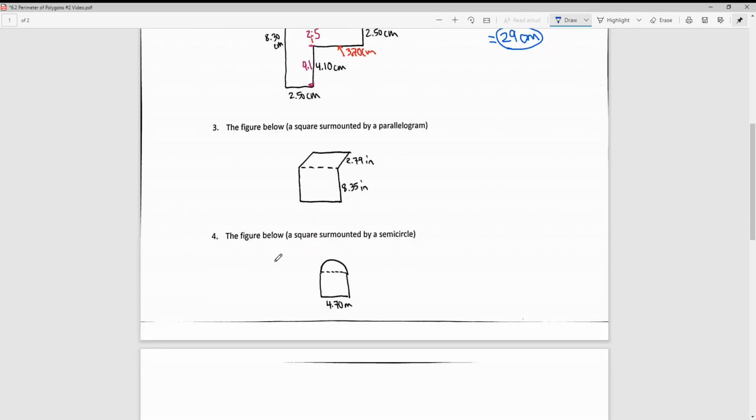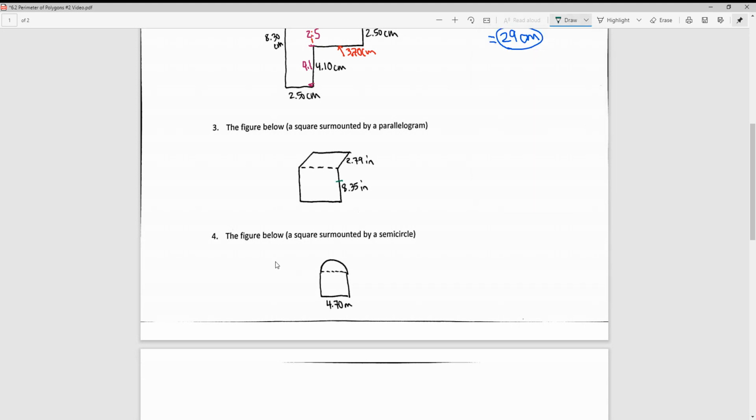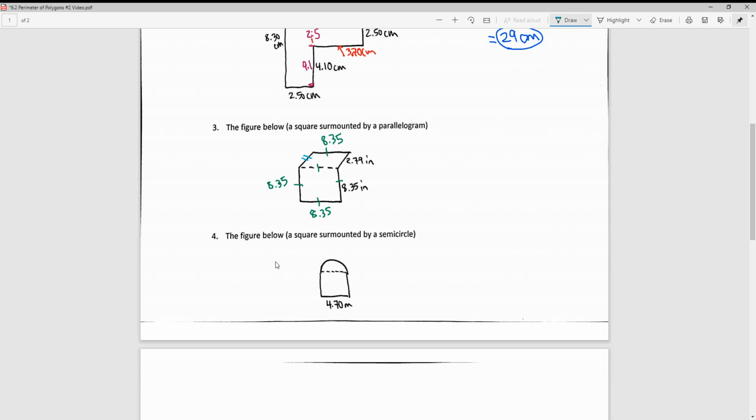The next figure is a square surmounted by a parallelogram. That just means basically you've got a square with a parallelogram kind of sitting on top of it. We know that squares, all 4 sides are the same length. So this is also 8.35. This is also 8.35. And then we know that parallelograms, opposite sides are equal. This side right here is also 8.35. So we are in business, except for we need this side right here. But since it's a parallelogram, the opposite sides are congruent. And so since this side is 2.79, so is this one.